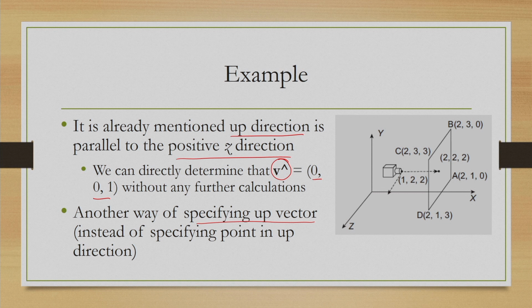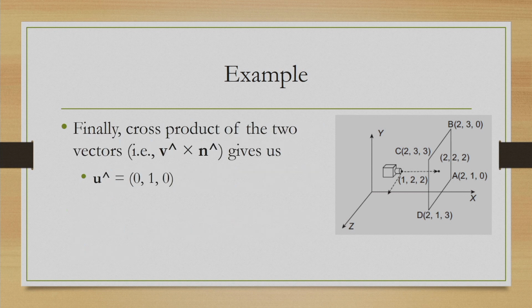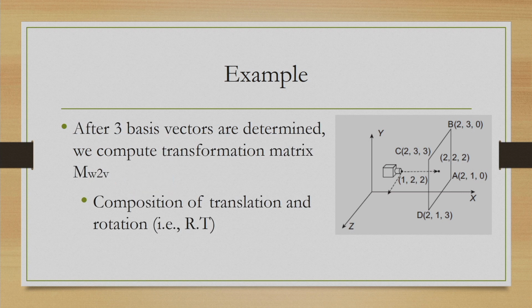Anyway, so we have already found out two basis vectors, n and v. Then we take a cross product of these two basis vectors to get the third basis vector u cap, which is 0, 1, 0. So, then we found the view coordinate system as defined by the three unit basis vectors n, u and v.